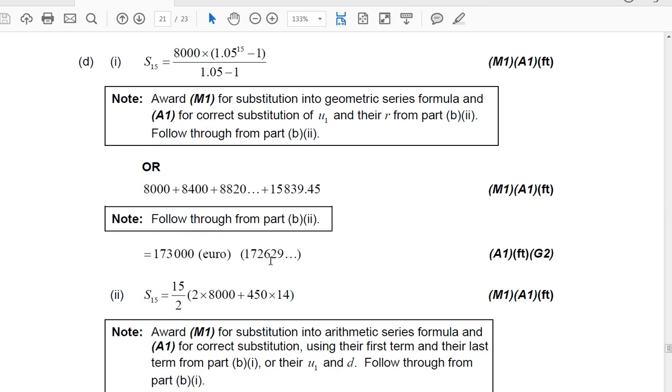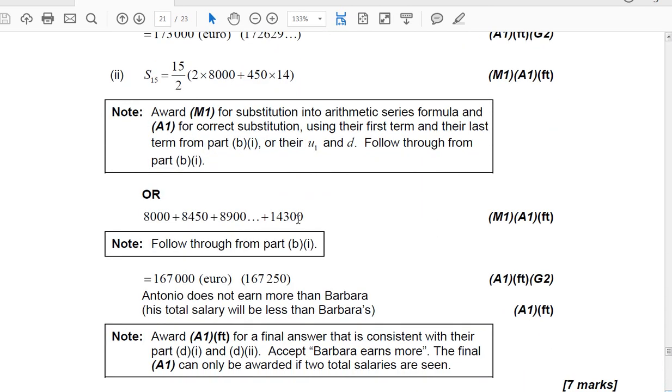So that's good. Okay, part 2, we substituted into that formula. We substituted into this one here, and we ended up getting 167,000 euro, so that's good. 1 point for correct substitution into the arithmetic series formula, which we did. And 1 for correct substitution using first and last term from the other part. We got that. And then Antonio does not earn more than Barbara. His total salary will be less than Barbara. So either one of those they would have taken.